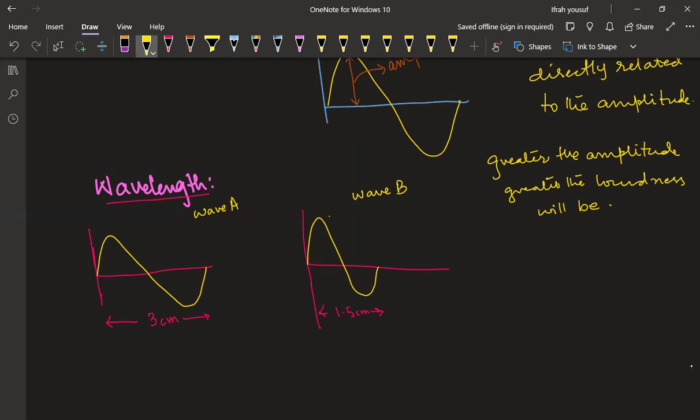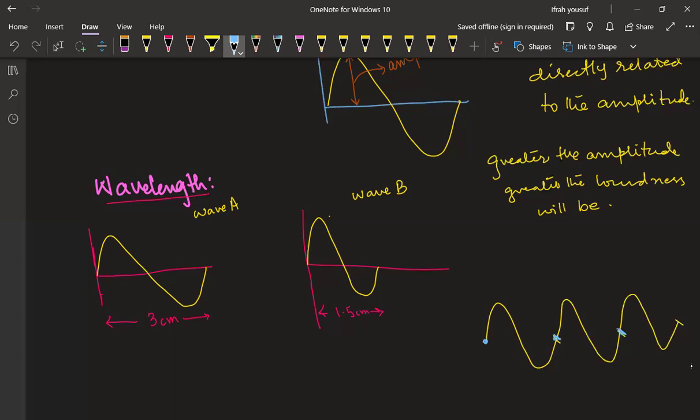Okay, this is one wave, right? This is your one wave, and this is your second wave. Clear? This is your third wave. So one wave is completed here, the second wave is completed here, the third wave is completed here. Now, if I take the start from this point, my wave will end here, right? And if I take the start from here, then the wave will end at this point.